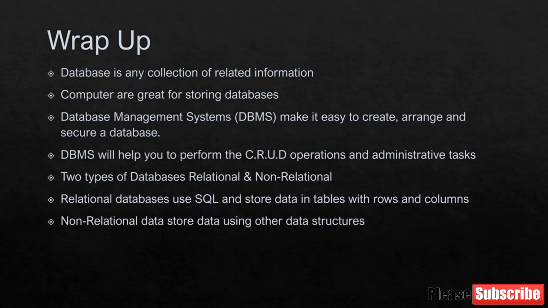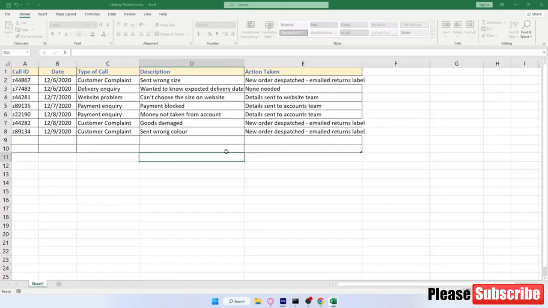A relational database uses SQL and stores data in tables with rows and columns with assigned keys. A non-relational database stores data using other data structures. So now you know all about DBMS and all of the functions and all of the briefs you need to know about databases before starting MySQL. So without any further ado, let's jump into our first lesson of starting with MySQL.